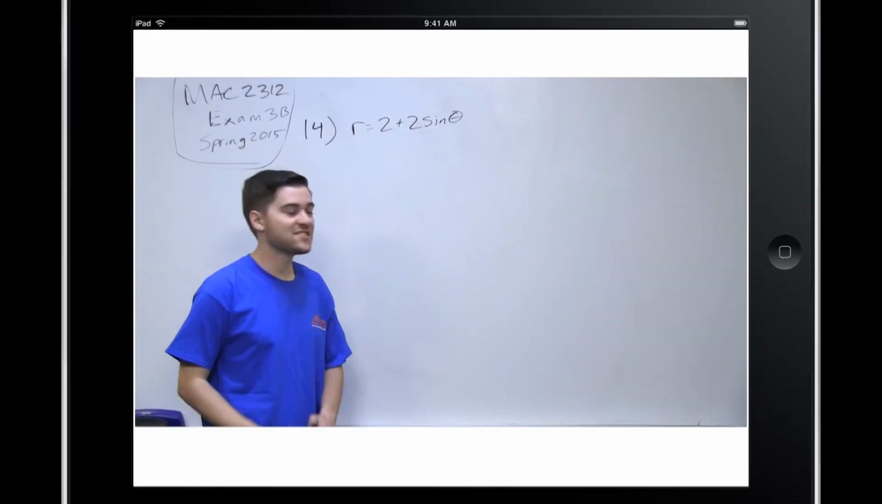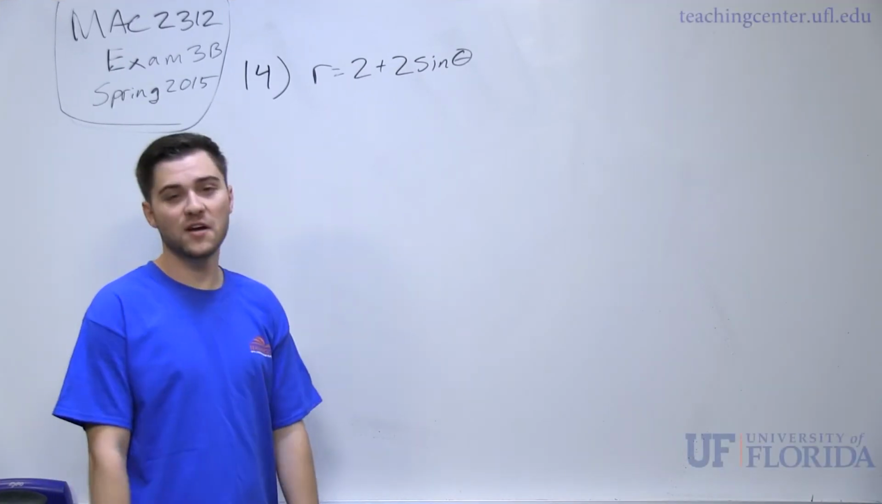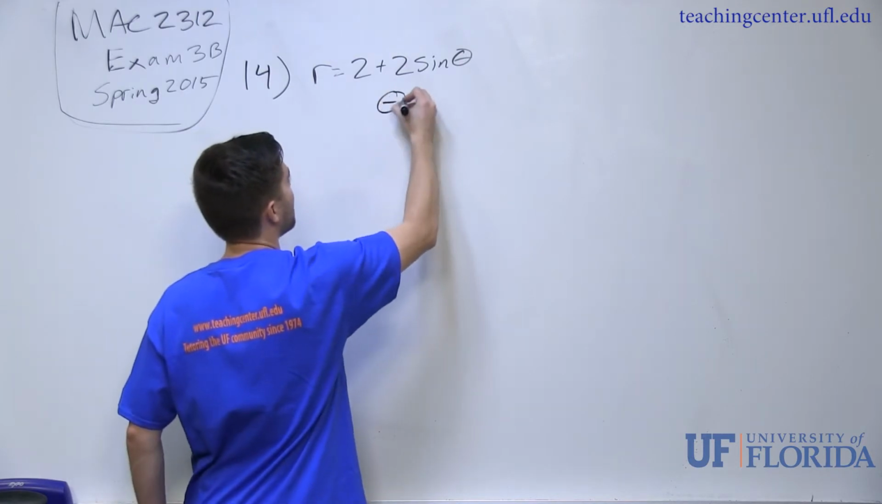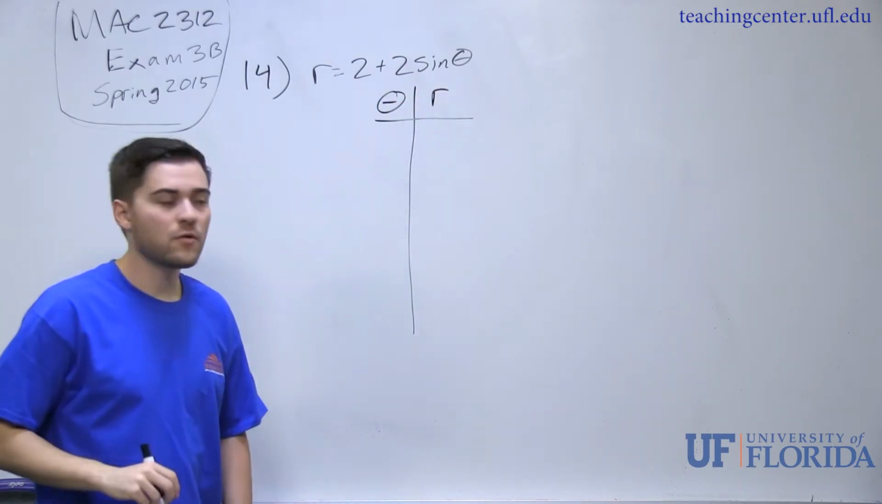Number 14 is asking us to find the graph for r equals 2 plus 2 sine theta. So again, same process as before. I'm going to make my theta and r chart, and I'm going to try to find the zeros associated with it.